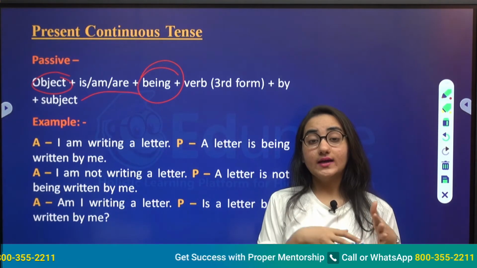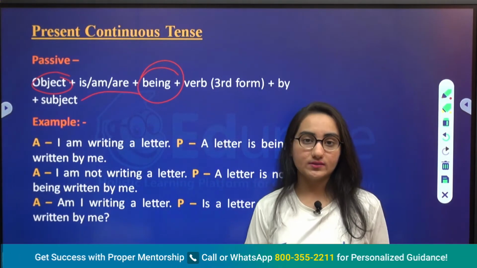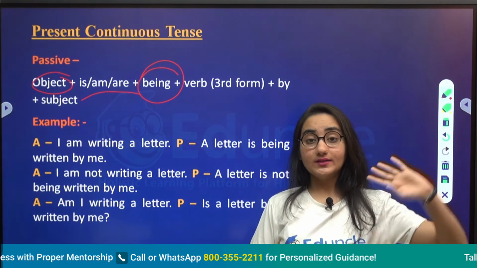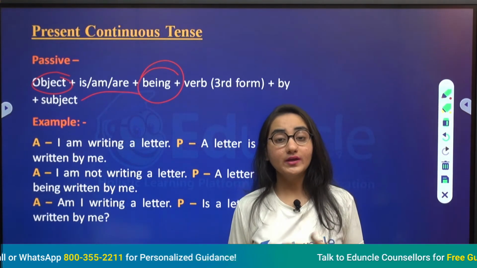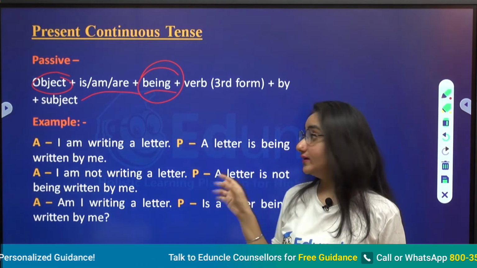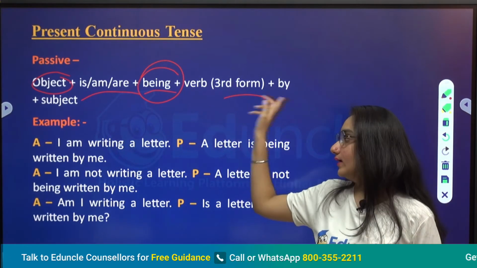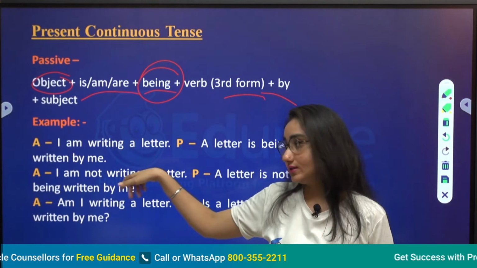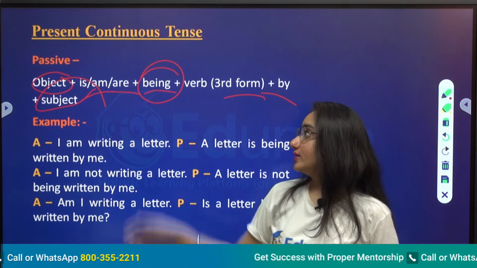ING refers to the thing being particularly done. So when it is done in the present, that is the present continuous tense. When it's done in the past, it's the past continuous tense. And when it will be done in the future, it will be the future continuous tense. So "being" is the thing which is added in the sentences. Then again, the third form of the verb, by plus subject. So this is the rule for the present continuous tense.